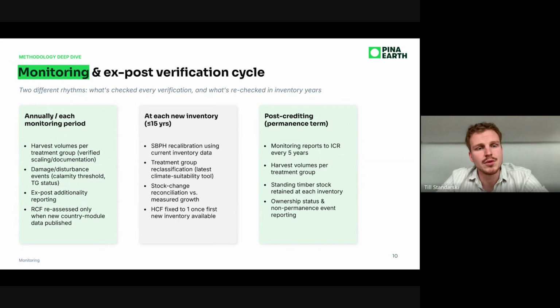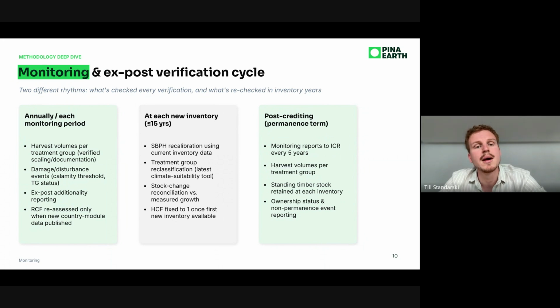But what we also do is use this new inventory data to recalculate the baseline harvest rate. So then we have new stock data, we have new increment values for all the different tree species. So we can then, for the next inventory periods, recalculate once again the baseline harvest rate. And this also then applies throughout the permanence term that we have.